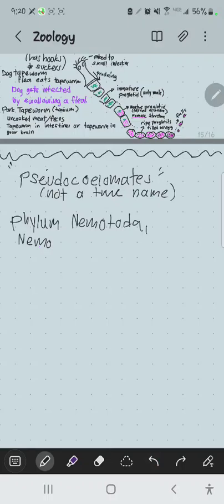Okay, what is a pseudocoelom? Would be the question next. It means a false cavity around the digestive tract. So what we have here is an important feature that all three of these phyla have, and we'll go ahead and focus in on the phylum Nematoda.